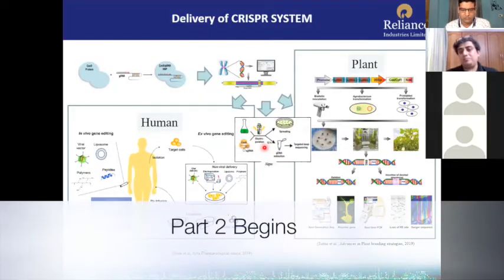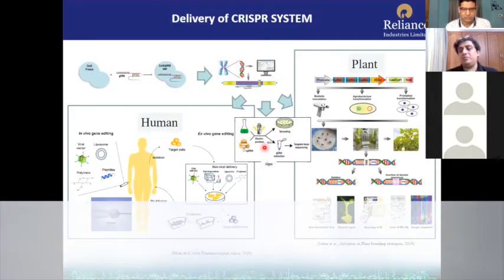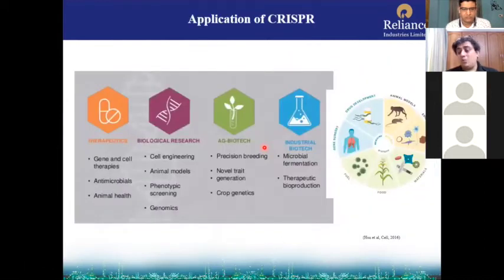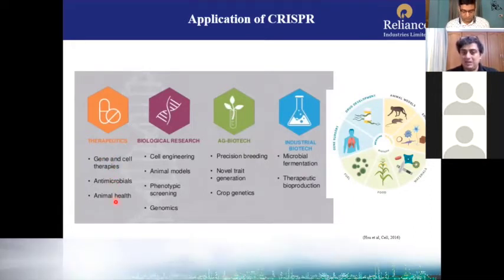So we have CRISPR, now we know how to deliver that CRISPR inside of the cell. So once we deliver that, we can do many things. We can apply it for many purposes. For therapeutics, it can be used for gene and cell therapies, antimicrobials, animal health.